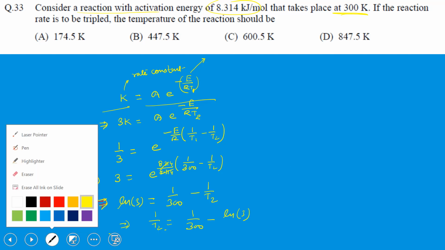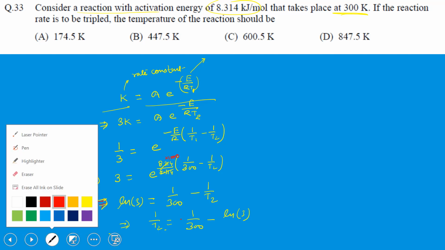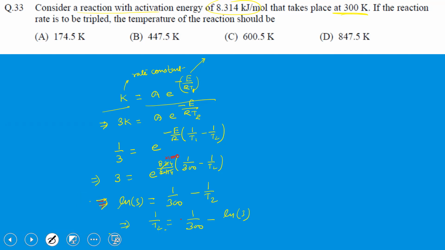Okay, there is one mistake which I did. It was 8.314 kilojoule, so it was kilo, so it will be multiplied by 1000 also. This is a mistake which I have done. So this will be multiplied by 1000, so it will be divided by 1000.